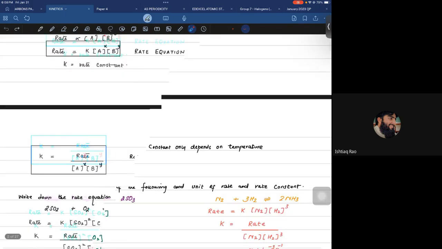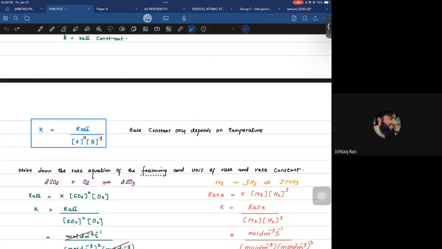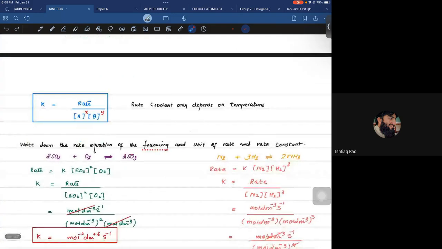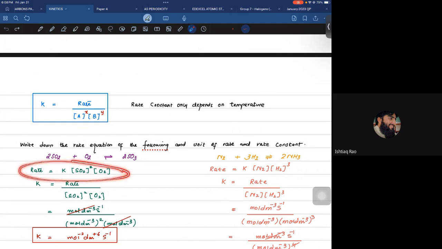Whenever you are given any equation, you can find out the rate equation. As you can see, this is the contact process. Let's suppose I am asking you to write down the rate equation for this reaction. You would take the reactant side, that is sulfur dioxide and oxygen, and the coefficient would become the power of the reactant. And then obviously this is my rate equation for the same reaction.